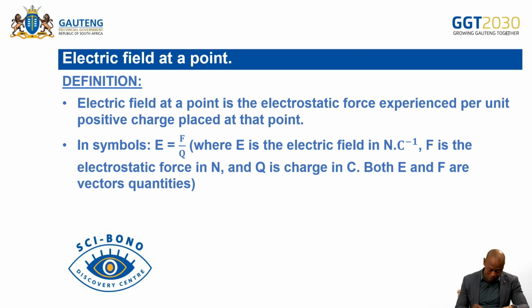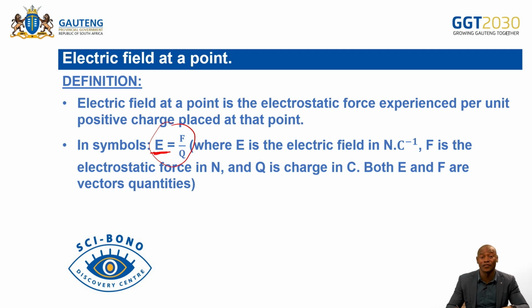Then in symbols, E is given by F over Q. All right? Then E, remember, is the electric field. The symbol for electric field at a point is E. So don't think that E is for energy. E is not energy.